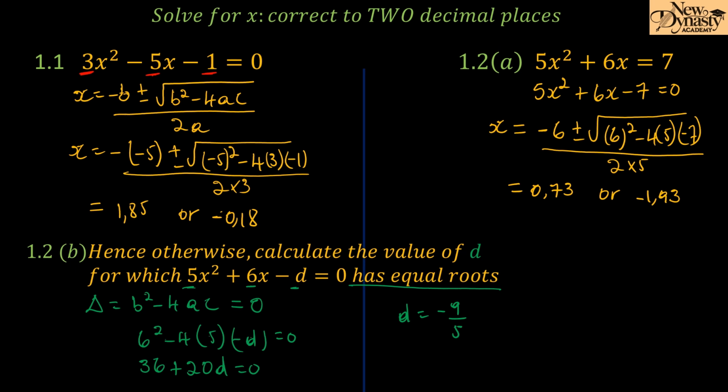After transposing 36 to the other side, then divide by 20 on both sides. And that's what you get. And that's how you simply do that question.